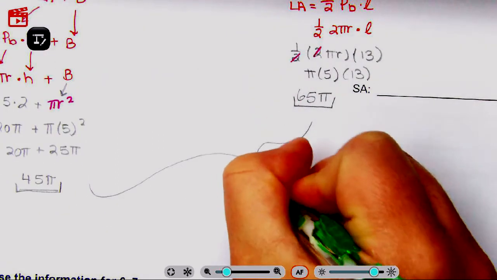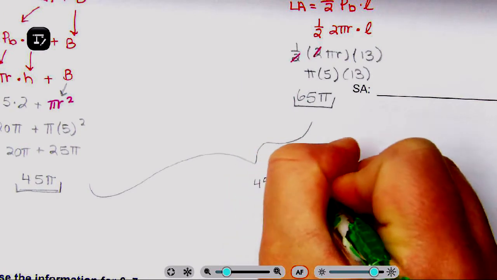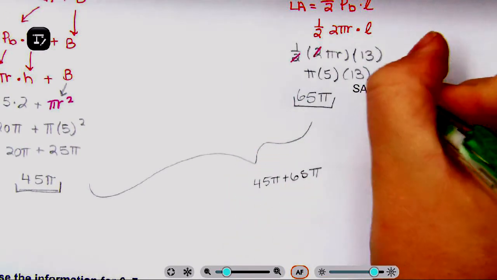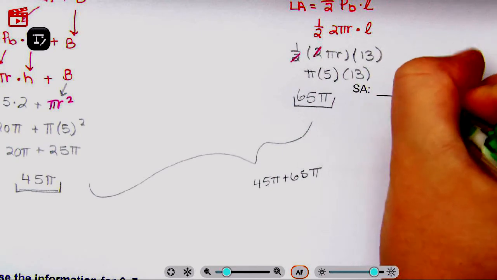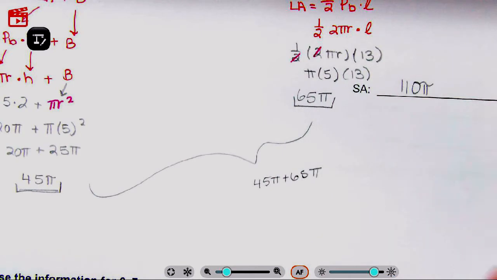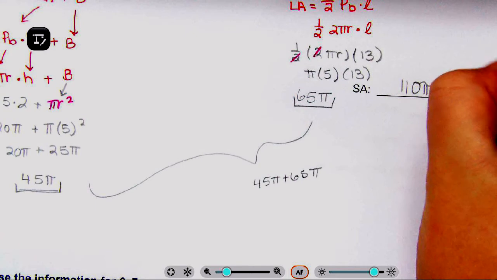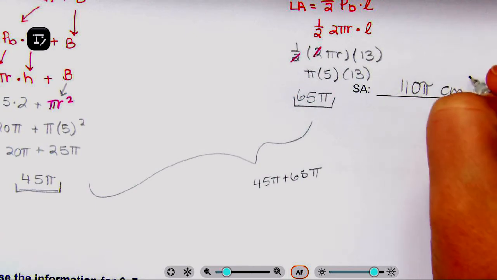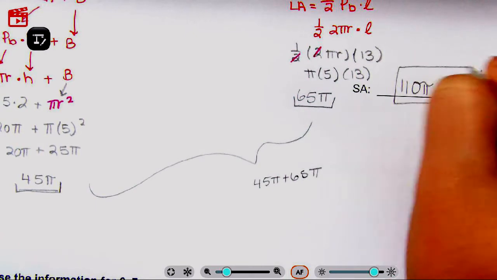surface area, you're going to add always. So we're going to do 45 pi plus 65 pi, and it is asking for the answer in exact form, so that means we are not rounding and we have pi in our answer. Always remember your units. What are we trying to solve for? We're trying to solve for surface area. Surface area is always squared.